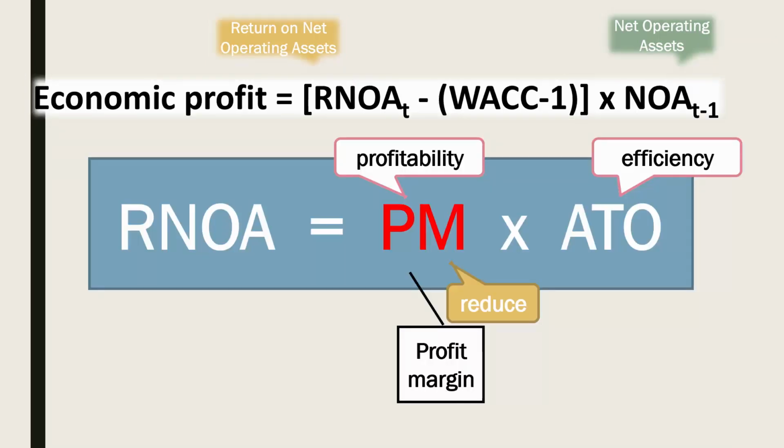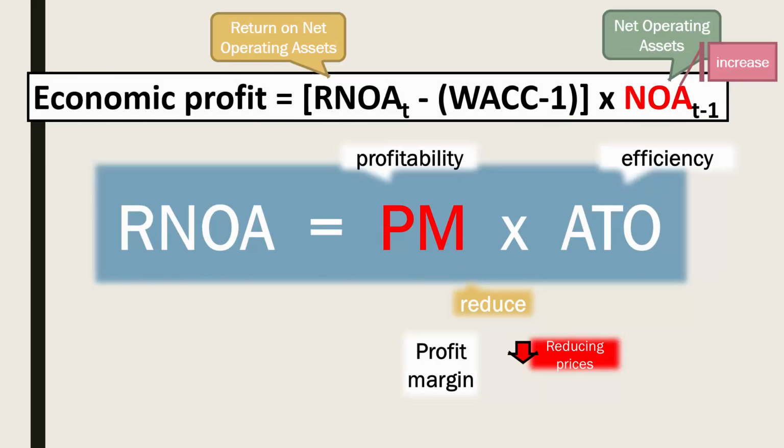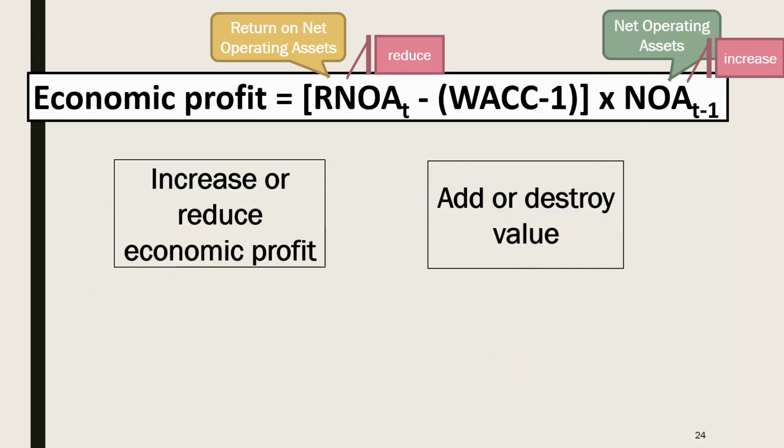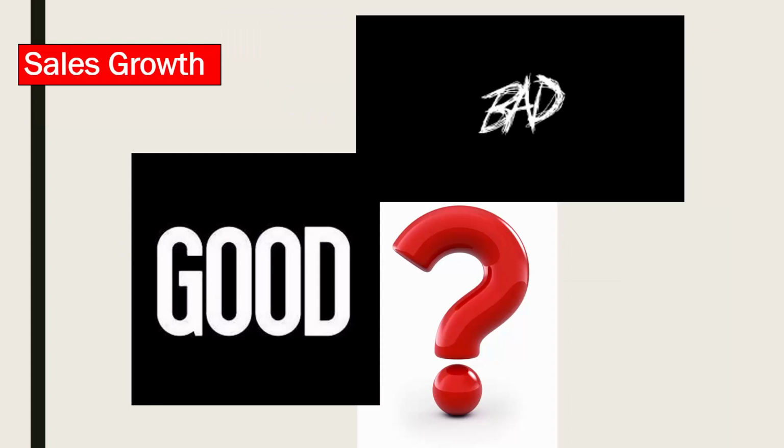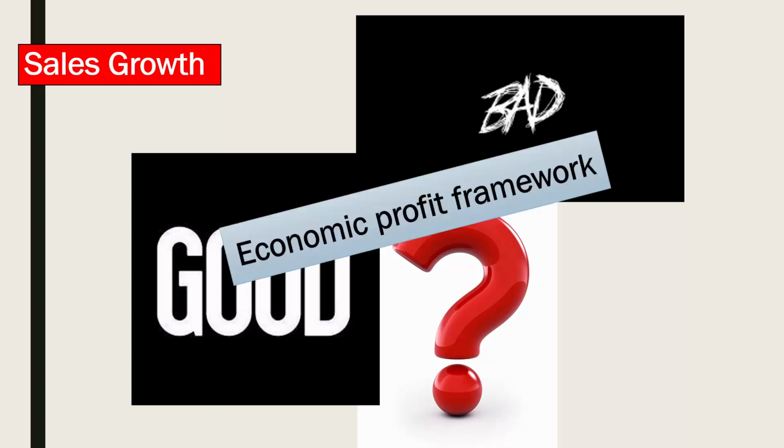Equally, growth in sales that reduces profit margin, for example through reducing prices while keeping costs constant, will also increase net operating assets and reduce return on net operating assets. Again, depending on which effect is greater, this type of sales growth may either add or destroy value to equity investors. It is critical to be able to distinguish between sales growth that adds value and sales growth which destroys value to equity investors. The economic profit framework provides a conceptual way of thinking about this and can help us identify good and bad sales growth.